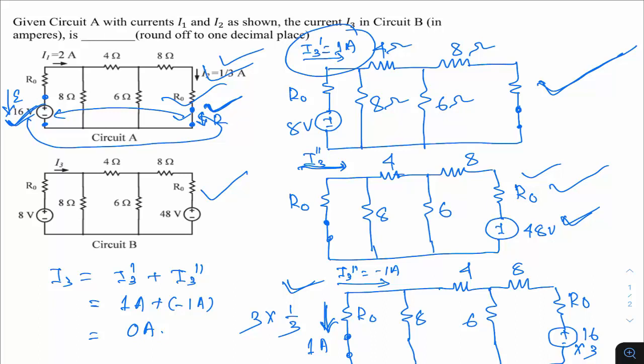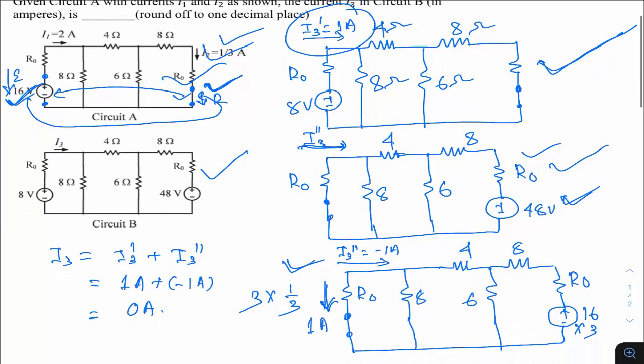Then in the second case, that is while finding this I3 double dash, in circuit A, I have used the reciprocity theorem. So if this is 16, this current is 1 by 3. If I am bringing this 16 here, this is the corresponding circuit. So this current is coming 1 by 3. But I need I3 double dash with respect to 48 volts. That means I have to multiply the source by 3. So if I'm multiplying it by 3, here also I have to multiply by 3.